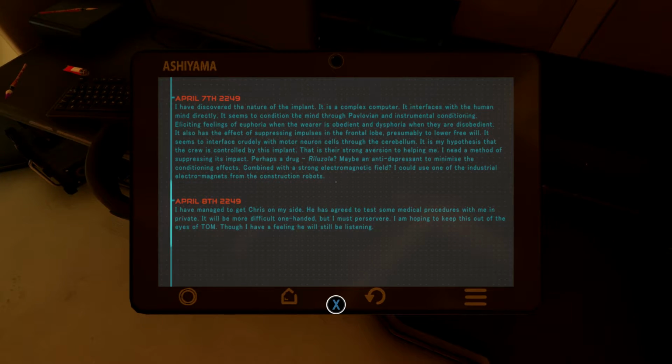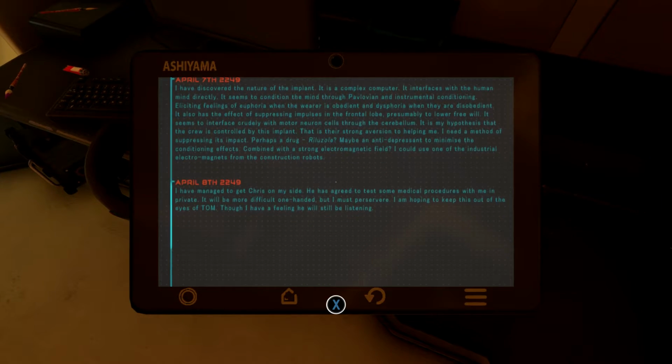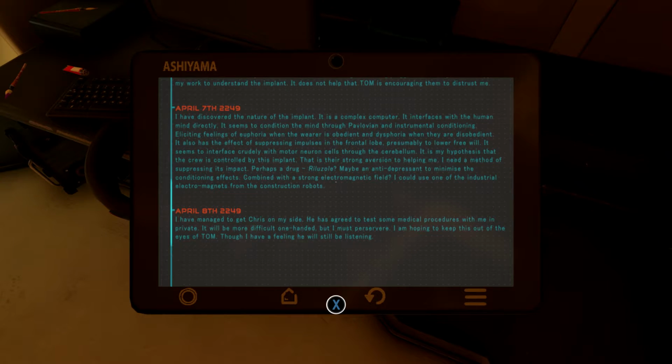I need a method of suppressing its impact. Perhaps a drug. Rizol? Maybe an antidepressant to minimize the conditioning effect, combined with a strong electromagnetic field. I could use one of those industrial electromagnets from the construction robots. I've managed to get Chris on my side. He has agreed to test some medical procedures with me in private. It will be more difficult one-handed, but I must persevere. I'm hoping to keep this out of the eyes of Tom, though I have a feeling he's still listening.